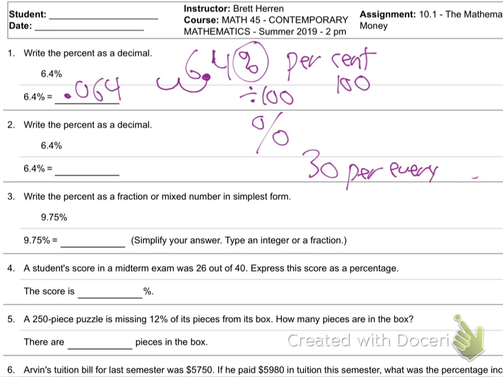Meaning if you could take the hat wearers and spread them out evenly in the stadium, there'd be 30 hat wearers in every 100 people. 30 and 100, 30 and 100. That's what that means. That's what 30% means. It means 30 per 100. Are we good with that? So that's what percent really means.